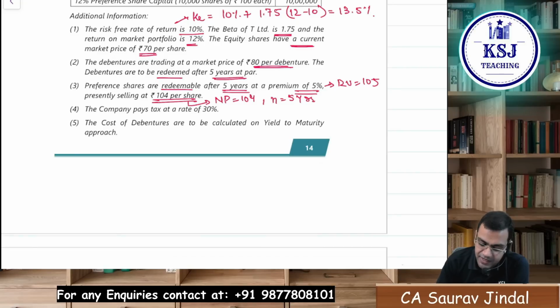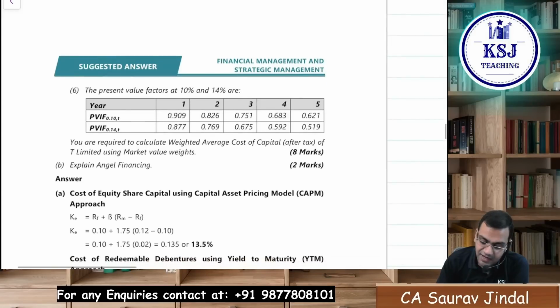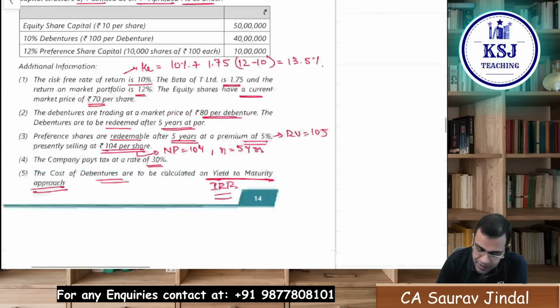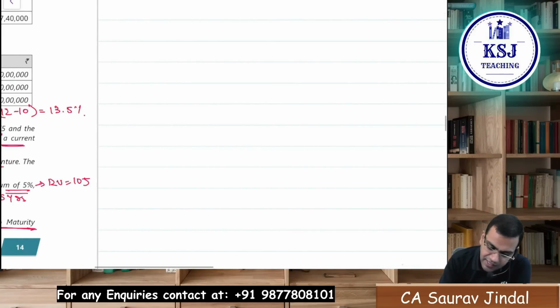The company pays the tax rate of 30%. The cost of debenture is to be calculated on the yield to maturity approach. This is what the IRR approach is, sir. Further, the present value factors are given at 10% and 14%. You are required to calculate the weighted average cost of capital after tax of T Limited using the market value weights. Very easy. KE you have calculated. KP you can calculate, sir. It is a redeemable one.